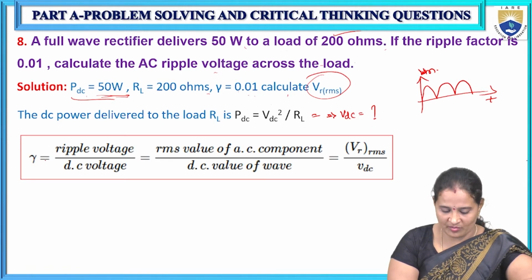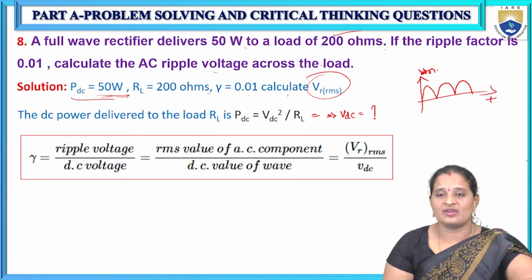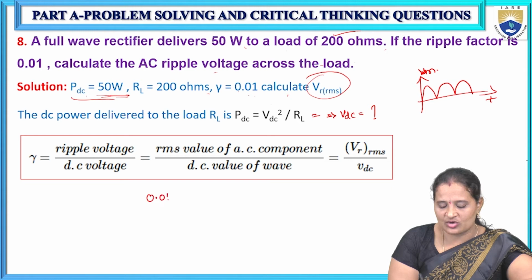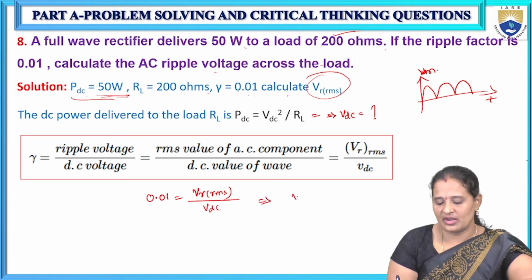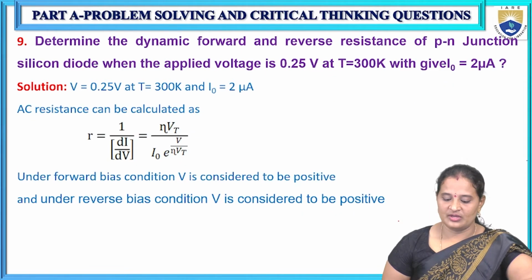As you know, the formula for ripple factor gamma is the RMS value of the AC component to the average or DC value of the output. So that is VrRMS divided by VDC. As we know gamma is 0.01, VrRMS we have to find out, and VDC you will be calculating from this. So once you know the VDC value, just substitute and find VrRMS. VrRMS will be 0.01 into VDC. That is how you can calculate it.